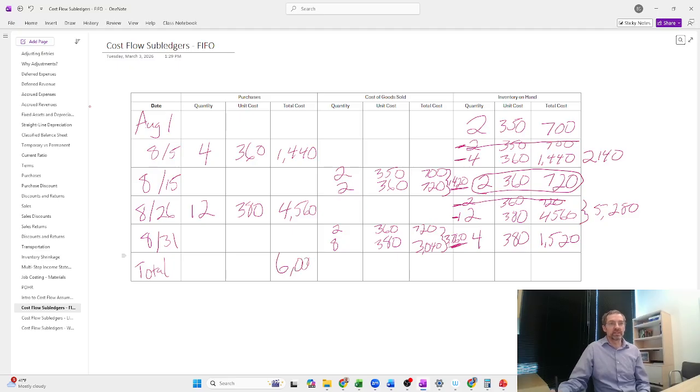Just the totals that we need here, we spent $6,000 on inventory. That's going to be the same no matter which cost flow assumption we use. Whether we use FIFO or LIFO, that doesn't change what we actually paid our suppliers. So the $6,000 is going to be the same no matter which cost flow assumption we use. The two numbers, though, that will be different are the cost of goods sold.